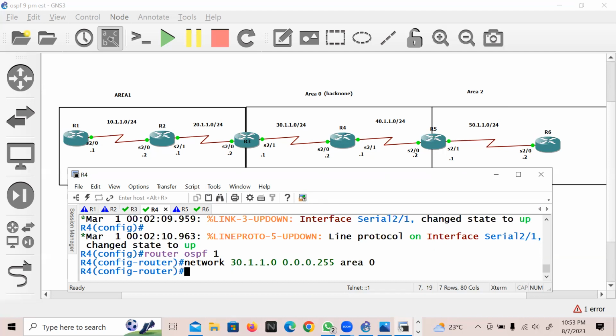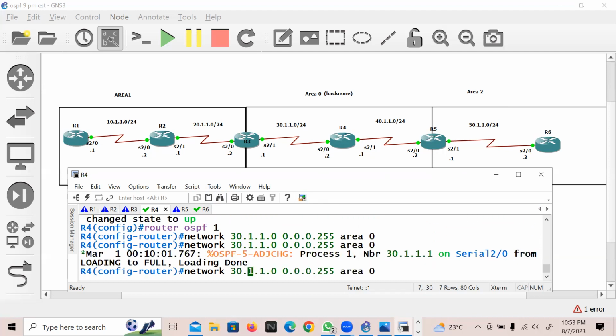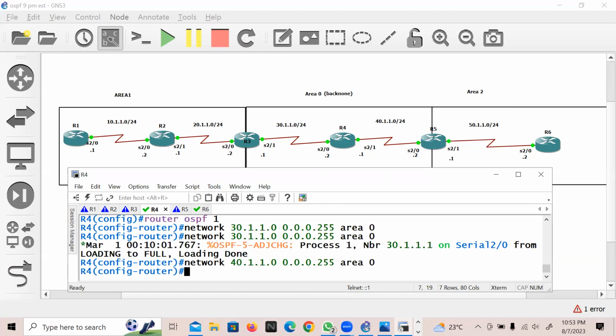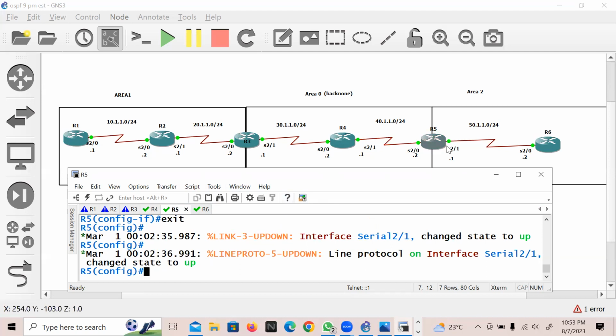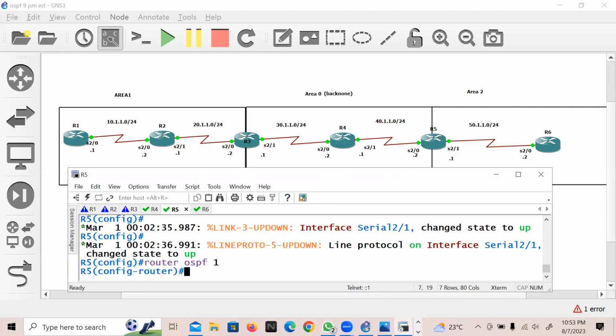And 40. Just make it shortcut. Yes, see, everything is working now. Okay. Then R5. Again R5 in the middle. So just focus there. Router ospf 1, then network.